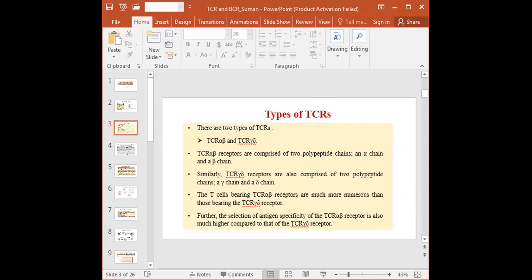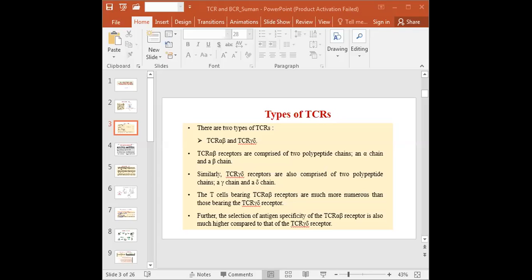Now I'm coming to the types of TCRs. There are two types of TCRs. One is TCR alpha beta and the other is TCR gamma delta. TCR alpha beta receptors possess two polypeptide chains, alpha and beta. Gamma delta also contains two polypeptide chains, gamma and delta. The T cells bearing TCR alpha beta receptors are much more numerous than those bearing the TCR gamma delta receptor. And the diversity of antigen specificity of the TCR alpha beta receptor is also much higher compared to that of the TCR gamma delta receptor.